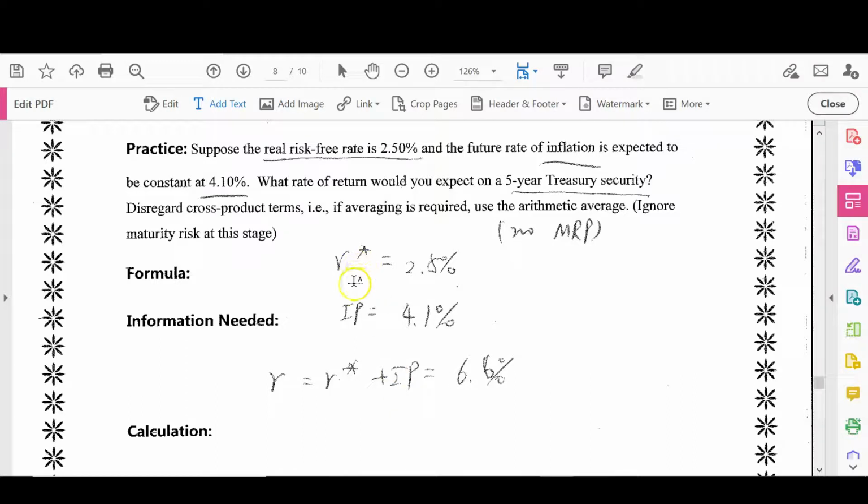Here, the real risk-free rate R star is given as 2.5%. The inflation premium IP should always be 4.1% because the inflation rate is constant, so the average is also 4.1%. So the interest rate is 2.5% plus 4.1%, which gives us 6.6% as the interest rate for the Treasury bond, or we can say it's the rate of return for the Treasury bond.